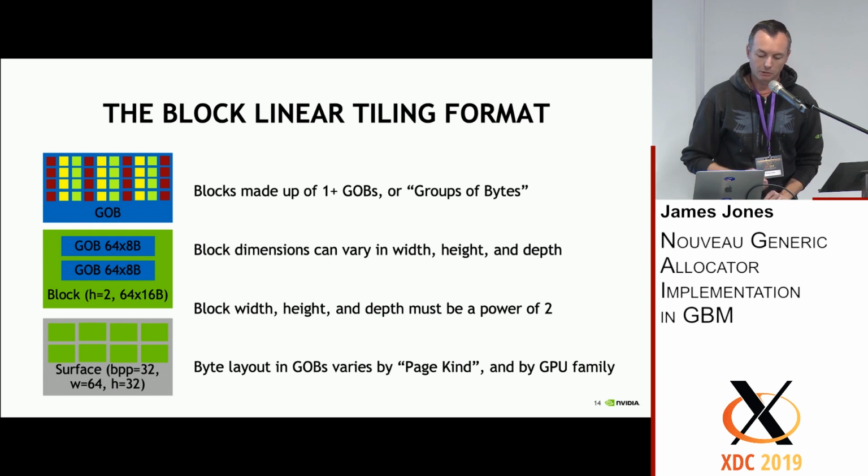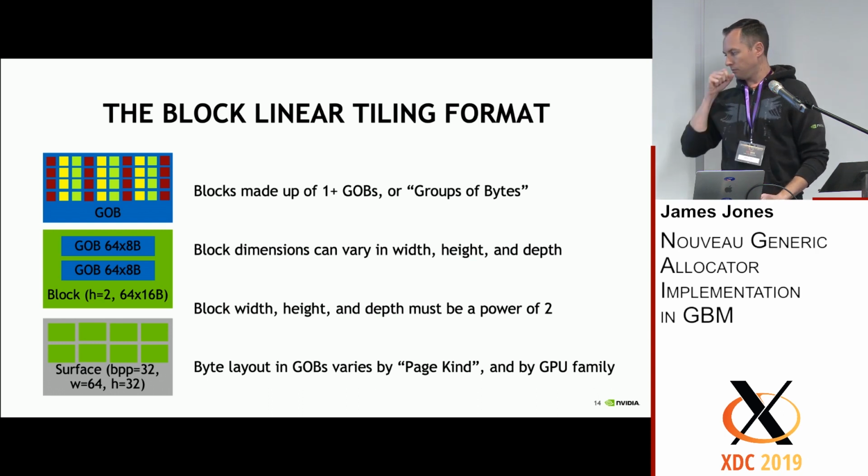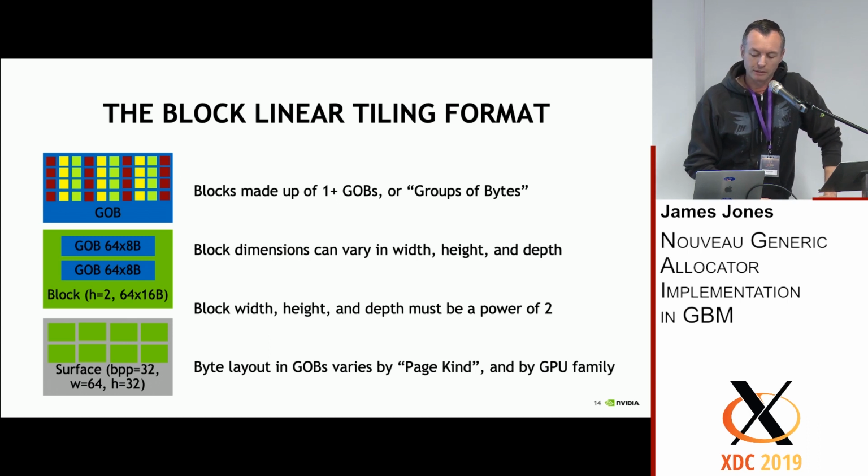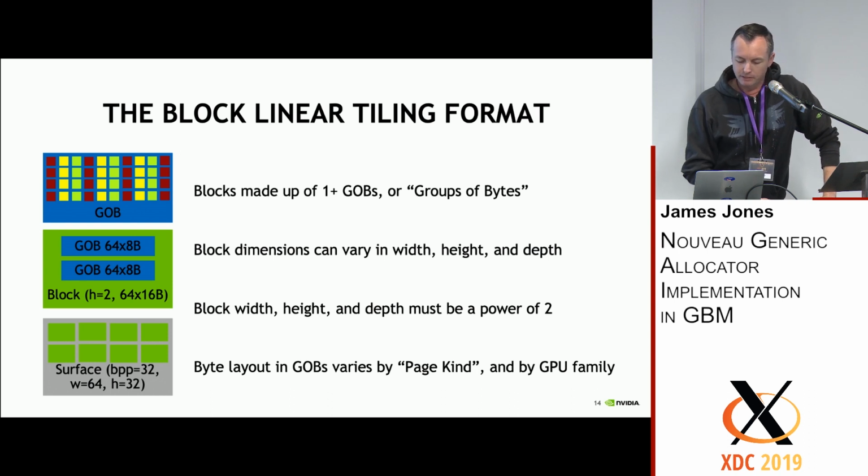The idea is just to arrange your bits in memory such that when you're doing 3D rendering, or if you're doing texturing from a surface in a 3D engine, the access patterns are optimal for your memory banks and everything. So this format has been in NVIDIA hardware since the Tesla class of hardware in some form or another. And it consists of what we call gobs, or groups of bytes.